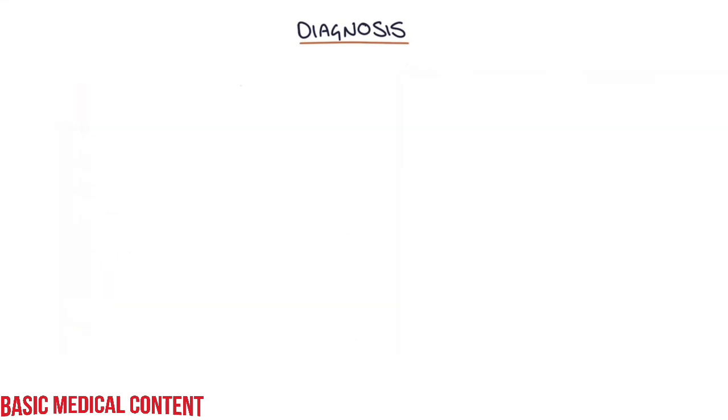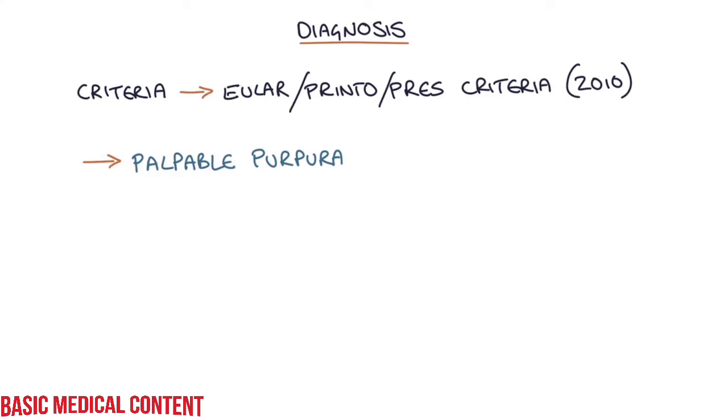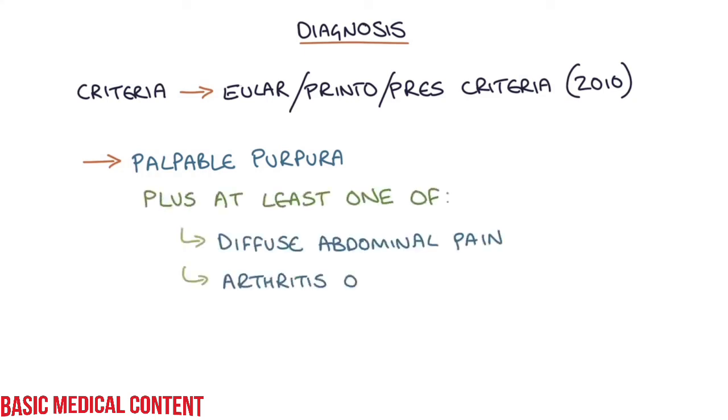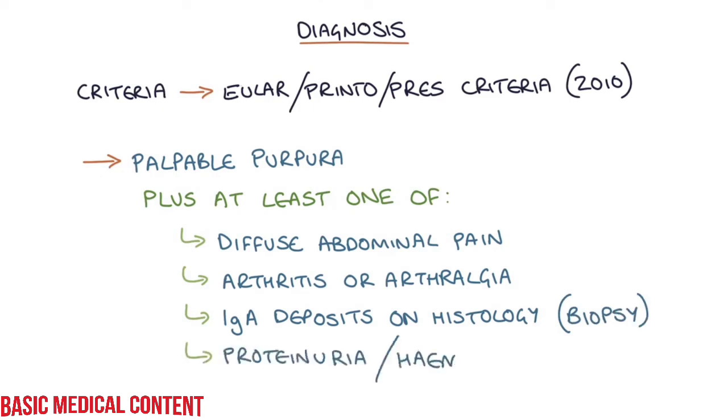There are many different sets of criteria for diagnosing HSP, the most recent being the EULAR/PRINTO/PRES criteria from 2010. These criteria require the patients to have palpable purpura, not petechiae, plus at least one of diffuse abdominal pain, arthritis or arthralgia, IgA deposits on histology, which involves a biopsy, or proteinuria or hematuria.